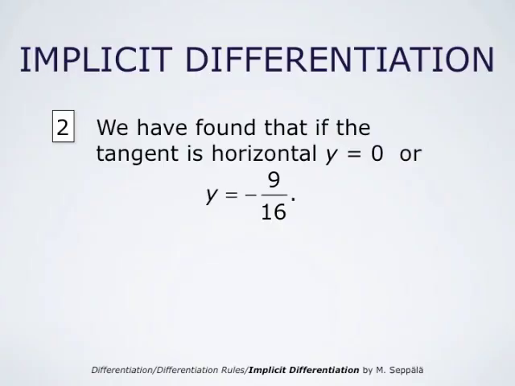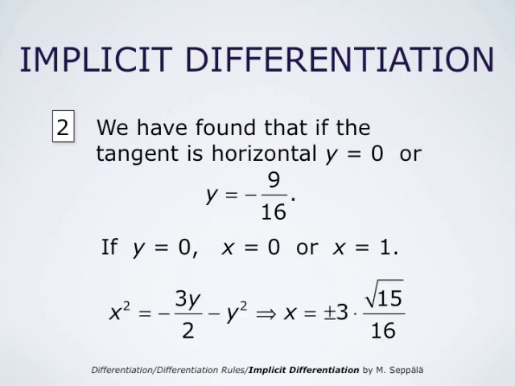We have found that if the tangent is horizontal, then either y equals 0 or y equals negative 9 over 16. If y equals 0, then x equals 0 or x equals 1. This can be solved from the equation defining the curve. And this is also a solution that we already have found. If y equals negative 9 over 16, we must solve x from the equation x squared equals negative 3y divided by 2 minus y squared. And this yields plus or minus 3 times the square root of 15 divided by 16.